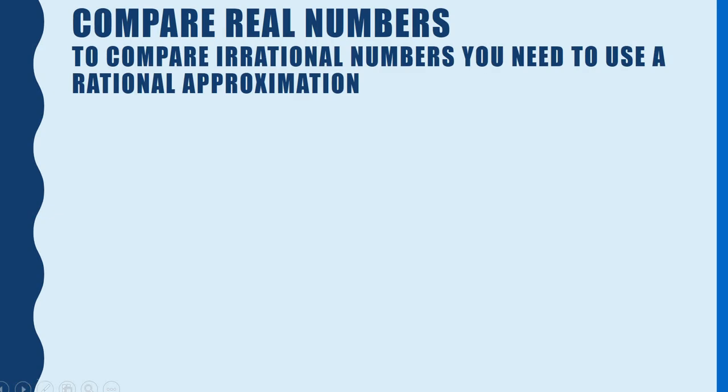And then comparing real numbers. To compare irrational numbers, you need to use a rational approximation. So, square root of 19 and 3.8, which one is larger? Well, let's do a rational approximation. What is the square root of 19 close to? What perfect squares are close to 19? So we've got the square root of 16, which is 4. And then we've got the square root of 25, which is 5. So I know that the square root of 19 has to be between 4 and 5. So 4 point something. We don't know what. But that's close enough because if this is larger than 4, we know that it's also larger than 3.8.